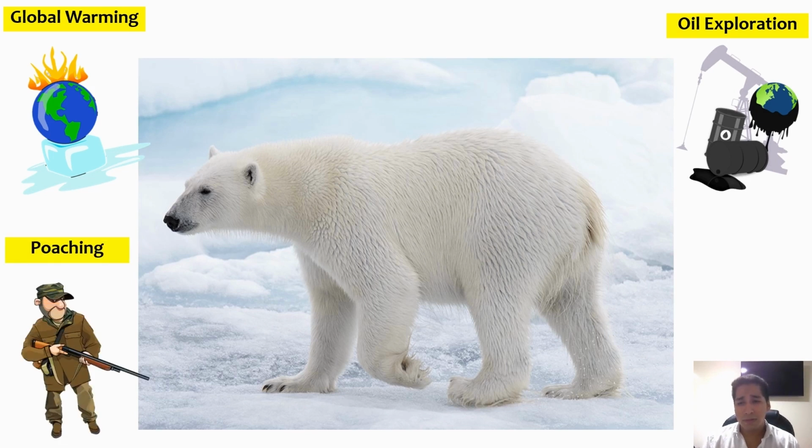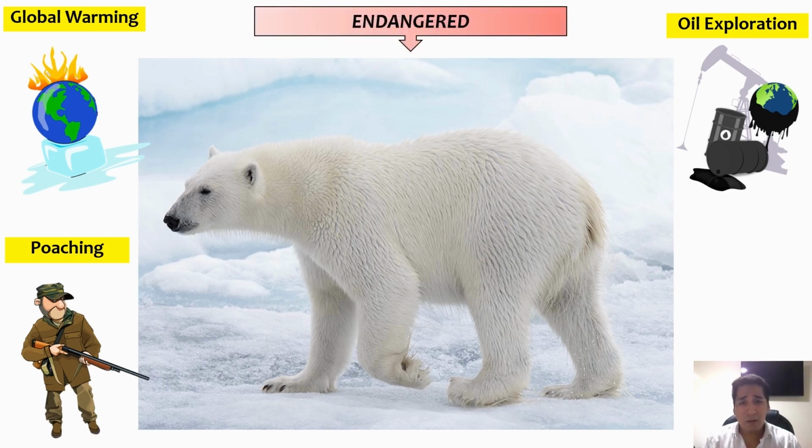Another problem that this animal is dealing with is poaching. You know that the only thing that hunters want to get from these species is their fur. Why? Because their fur is used for making expensive clothes. Okay, so all in all, you see guys that this poor animal, this adorable animal, is facing a lot of environmental issues. So we can say that this animal is an endangered species.